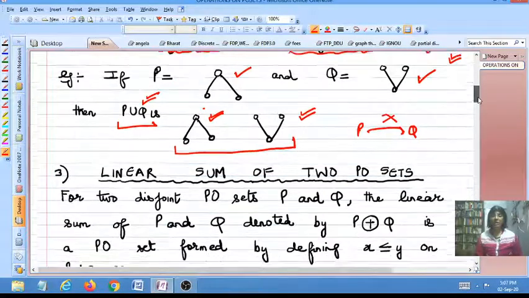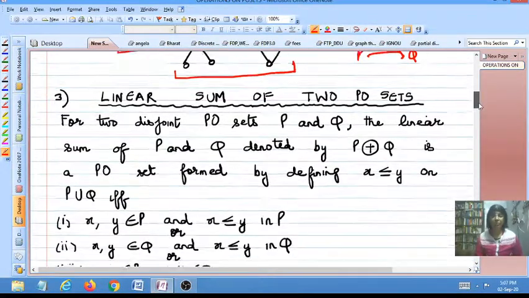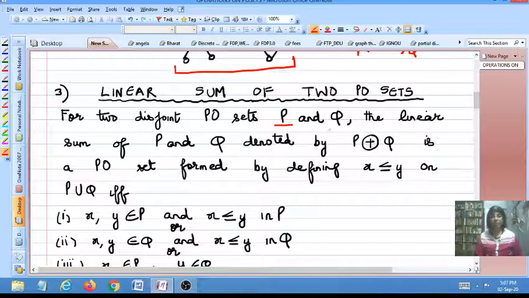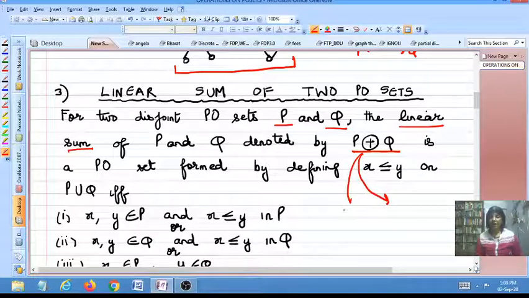Now coming to the linear sum of two PO sets. If P and Q are given to be two PO sets, the question is how do you define the linear sum of two PO sets P and Q. The linear sum is denoted by P linear sum Q. This is the notation, and this itself is a PO set, and the elements of P linear sum Q are the same as the elements of P union Q, which means that you have to take the union of the elements of P with the elements of Q.